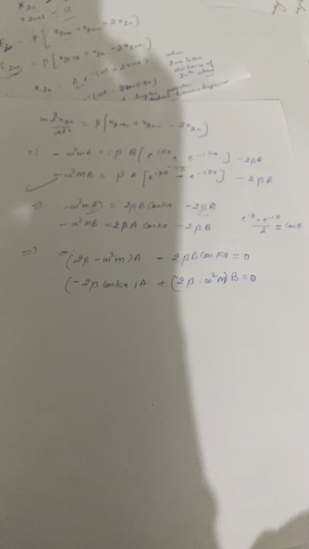So as you do in mathematics, for this kind of equation we have a non-trivial solution if the determinant of the coefficients of a and b is equal to 0. So we will find the solution this way. If we put the determinant of these coefficients of a and b equal to 0, the coefficient of a is 2 beta minus omega square m, and in this it is minus 2 beta cos ka. For b it is minus 2 beta cos ka, and 2 beta minus omega square capital M.